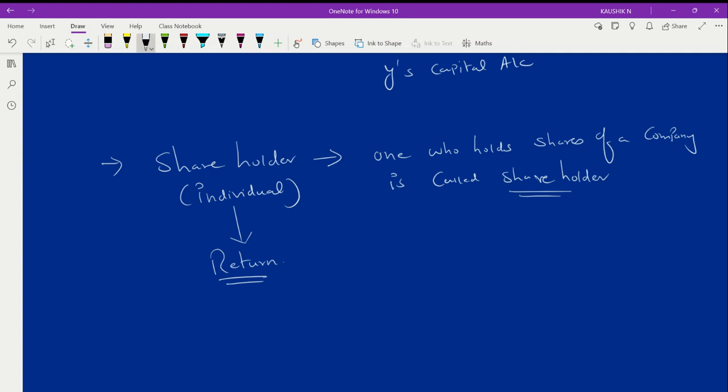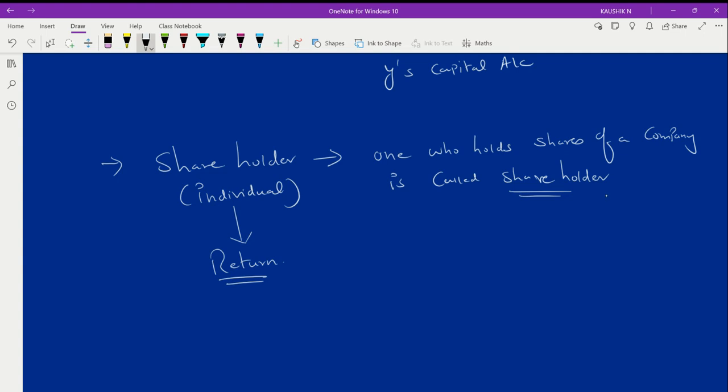But in a bank it is not like that. Whether the bank earns profit or not, whether the bank is running better, average or moderate, the promise they have given to their customers will be honoured 100%. They will provide the interest on the amount the customers have deposited. So now we are going to see what return a shareholder will get if they have invested in the shares of a company.